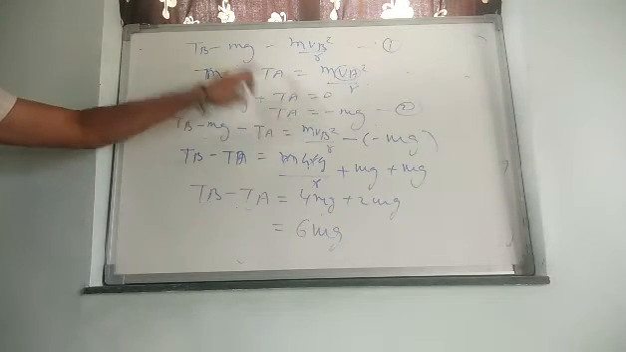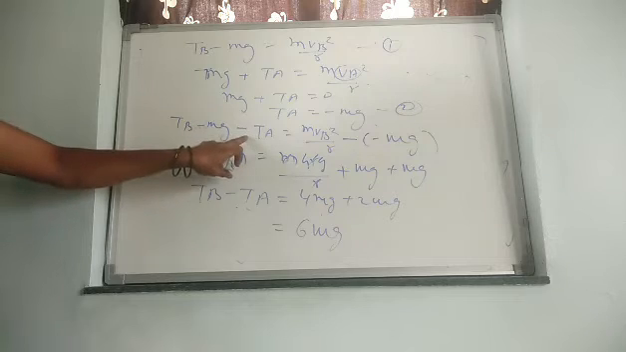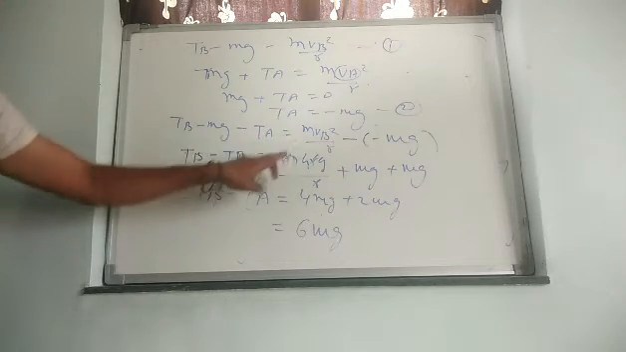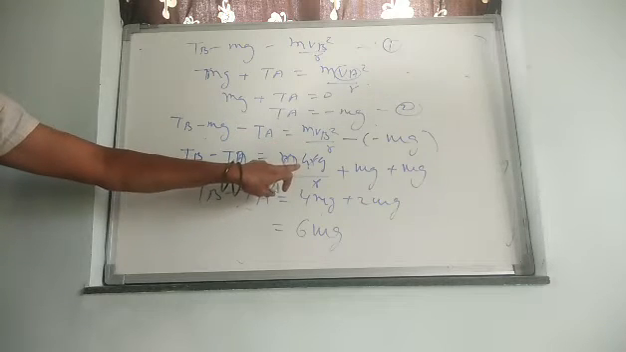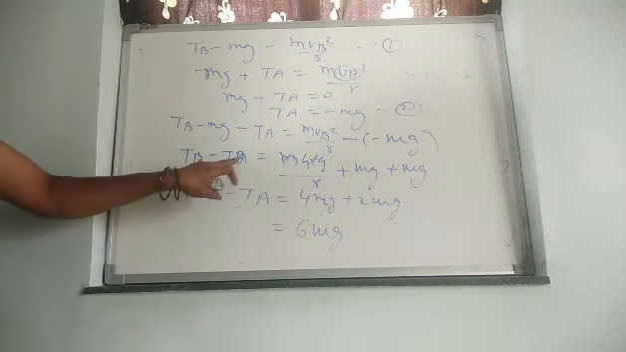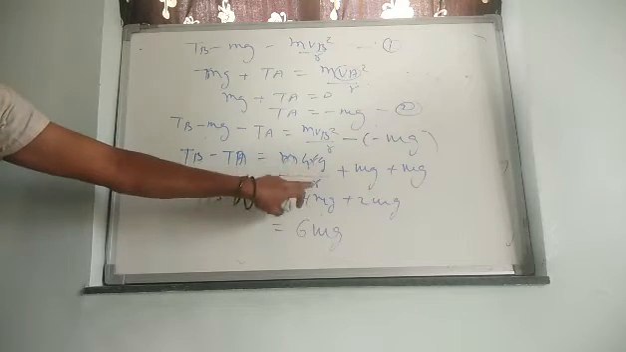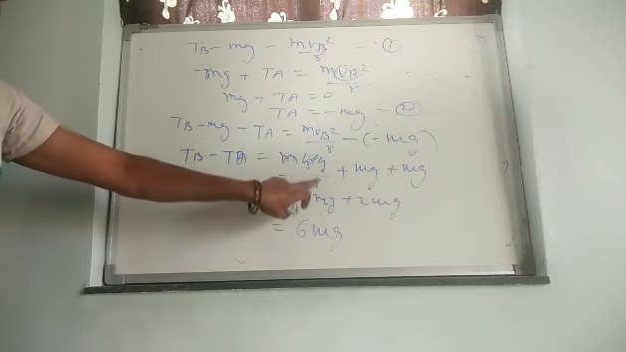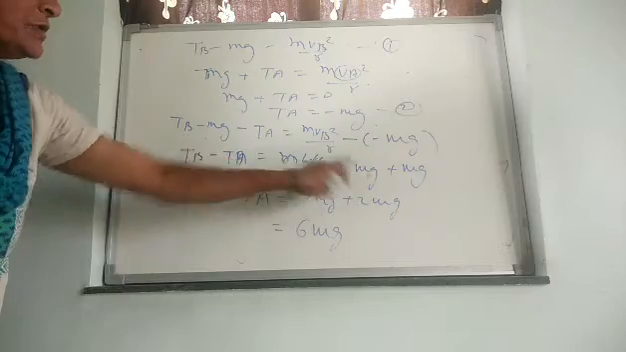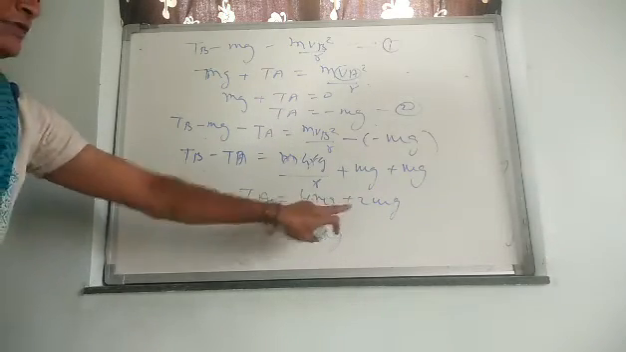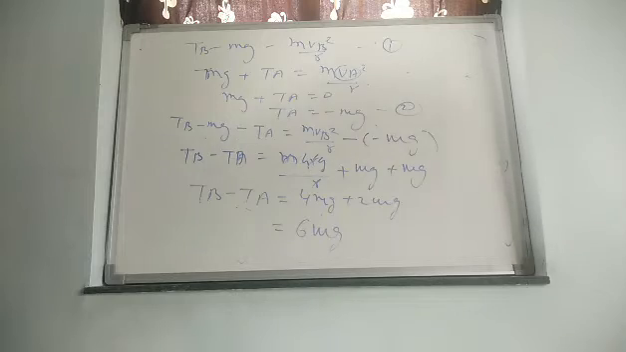If you subtract equation 2 from 1, then Tb minus mg minus Ta minus mg is equal to mvb square upon r. Vb, you know, will be equal to under root 4rg. Therefore Tb minus Ta will be equal to m into 4rg by r plus mg plus mg, that means Tb minus Ta is equal to 4mg plus 2mg. That means it will be equal to 6mg.